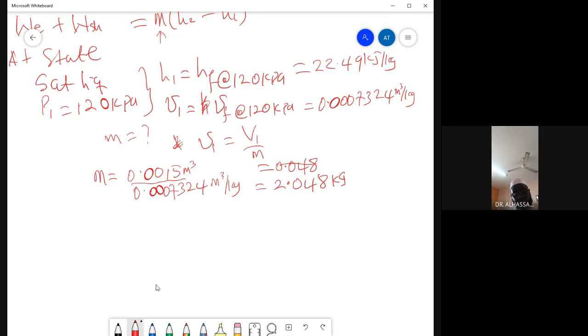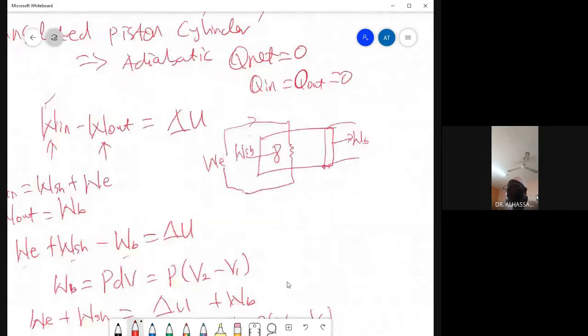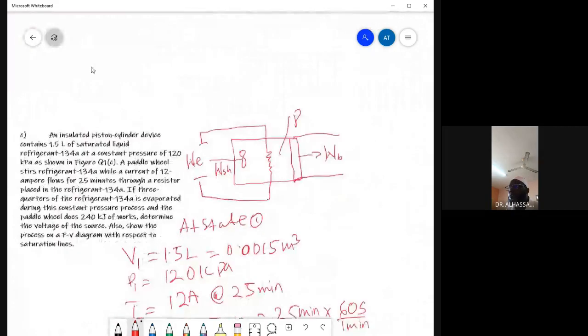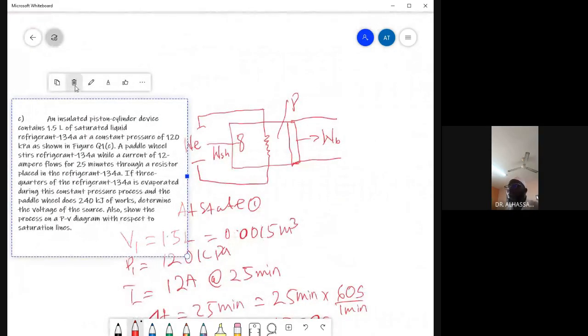Now we need to move on to state 2. Okay, so at state 2, what is the situation over there? P1 equals P2 equals 120 kilopascal. So why do we have P1 equals P2? Because we are told in the question. Let's see again. So where is the question? Yes, so this is the question.